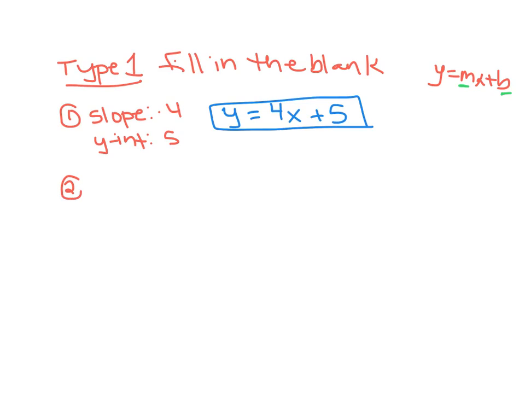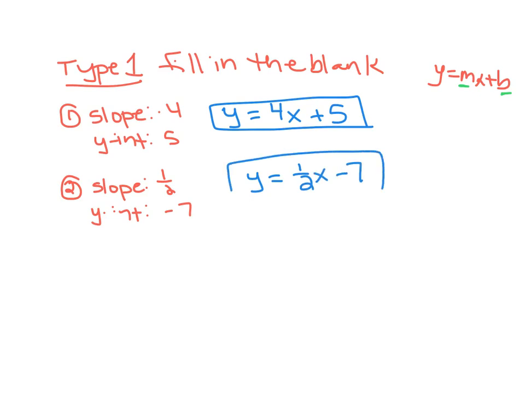Okay, if you have slope 1/2, y-intercept -7, y equals, in place of the m, you put the 1/2, x, y-intercept, -7. And then, yes, you can graph those if need be.